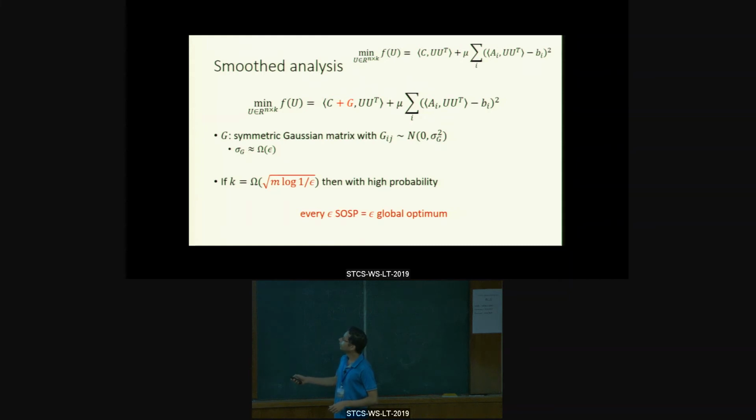Okay. So instead of considering just C, we look at C plus G and then consider the modified problem that we have here. For problems of this sort, we show that with high probability, once the inner dimension K that we are optimizing on is taken to be about square root of m log 1 over epsilon, every epsilon second order stationary point is an epsilon global optimum. Okay. So with high probability in terms of the randomness in G, and this high probability is exponential in the dimension. Yeah. Okay. So this is the main result.